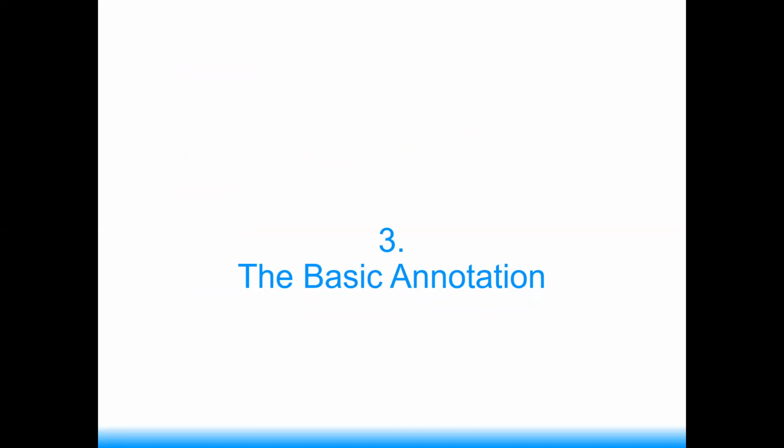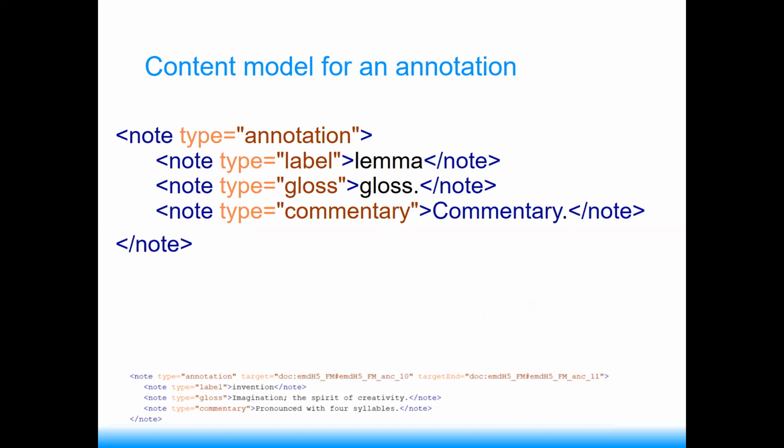Moving on to the basic annotation. This is what the basic annotation looks like in XML. There are a few more details that we'll add to the entry, but this is what we call the content model. The entire annotation is contained within a note element. That's the opening tag for the note element, and there's the closing tag for that note element.